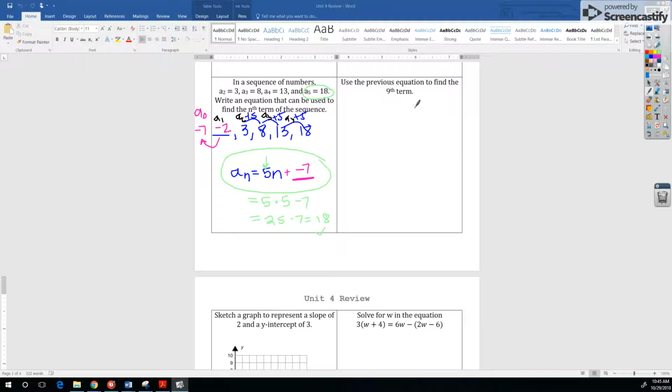Okay, use the equation to find the 9th term. I could just keep adding and adding, but I'm going to use my equation. To find the 9th term, I plug in a 9, and 5 times 9 is 45, and 45 plus -7 is 38. I can check it by adding 5 and adding 5 until I get to the 9th term.